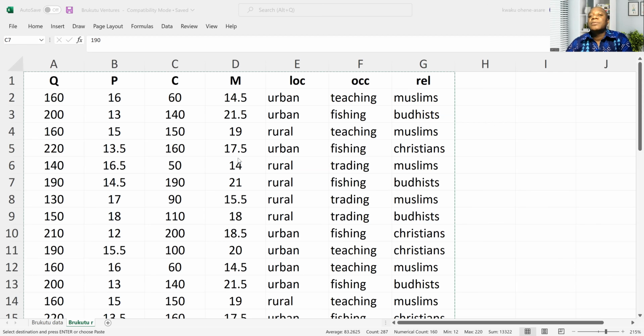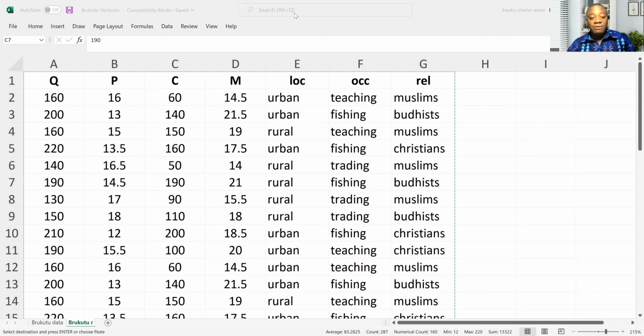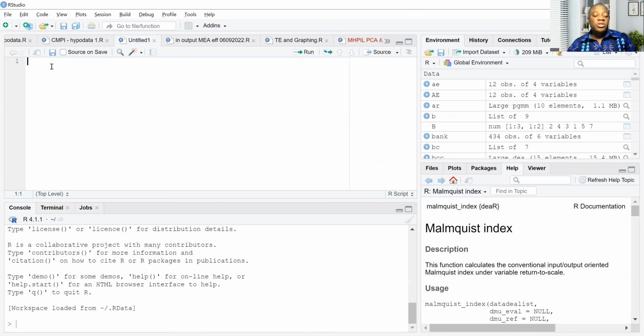Okay, sir. All right. So, ladies and gentlemen, for those of you who are following me, what I want you to do is to highlight the data and copy the data. When you copy, don't go and paste it anywhere. Once you have copied, go to your R Studio. So get to your R Studio.